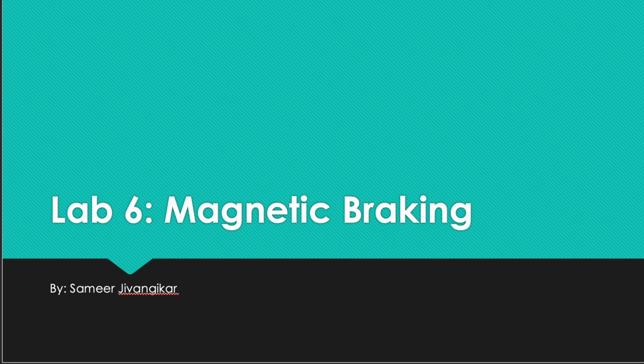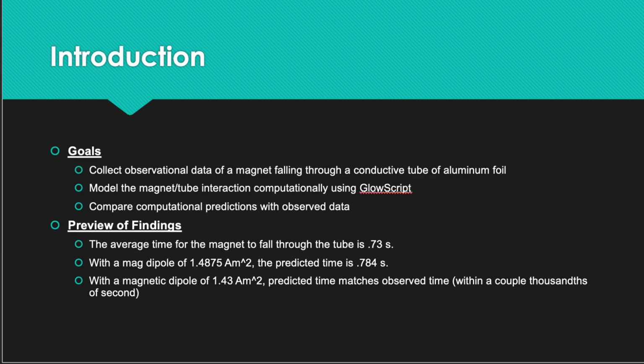Observe magnetic braking. The goal of this lab is to collect some observational data of a magnet falling through a conductive tube of aluminum foil. We'll model this magnet-tube interaction using GlowScript, and then we'll compare the computational predictions with observed data.